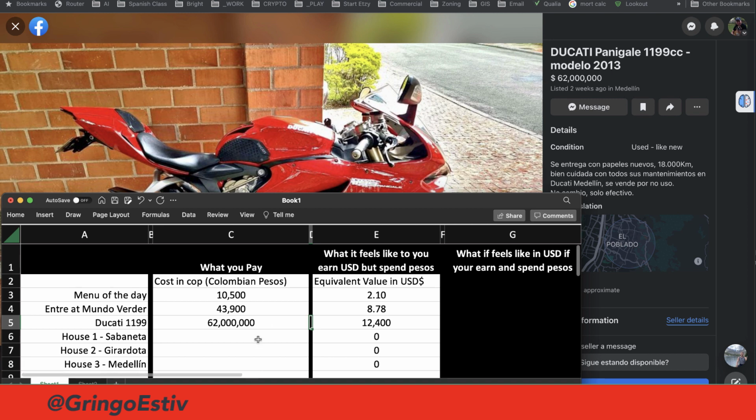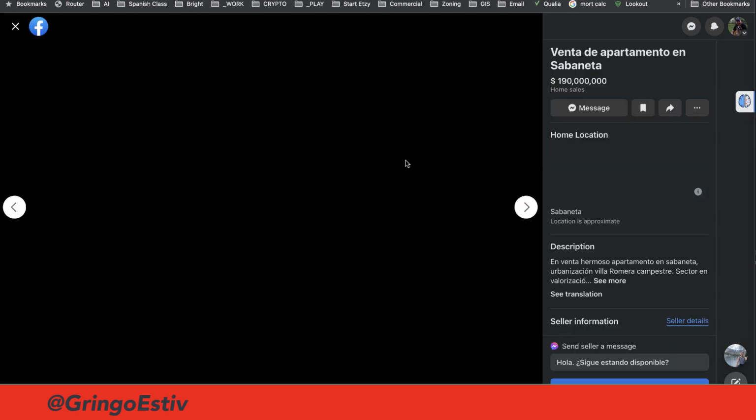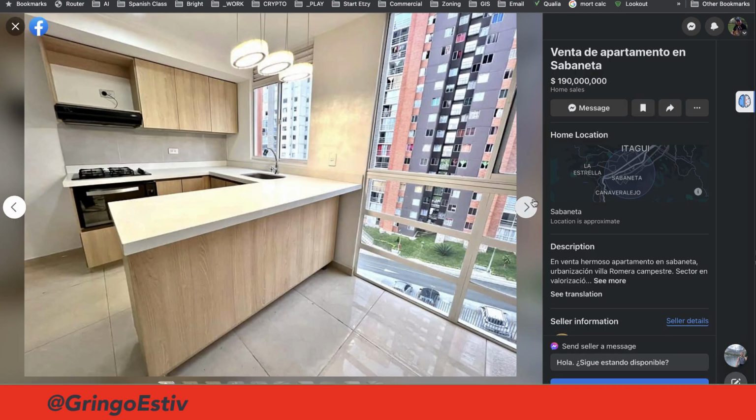But now let's talk about things that I think almost all of us, maybe a lot of you aren't driving around on really, really expensive sport bikes. Let's talk housing. I think anybody from the US can kind of have a soul searching when it comes to the cost of housing in the US. So let's look at first this house in Sabaneta. This is an apartment and it's 190 million pesos. All right, 190 million pesos.